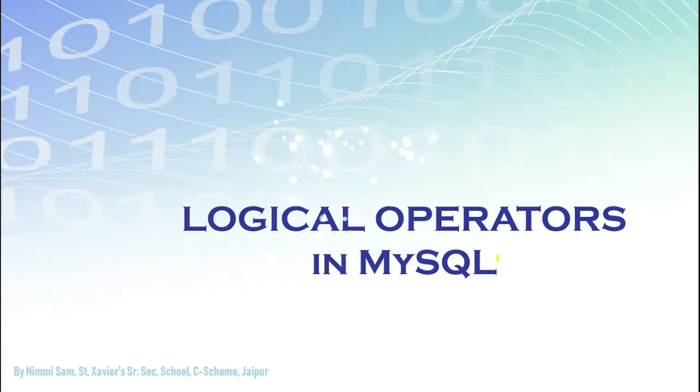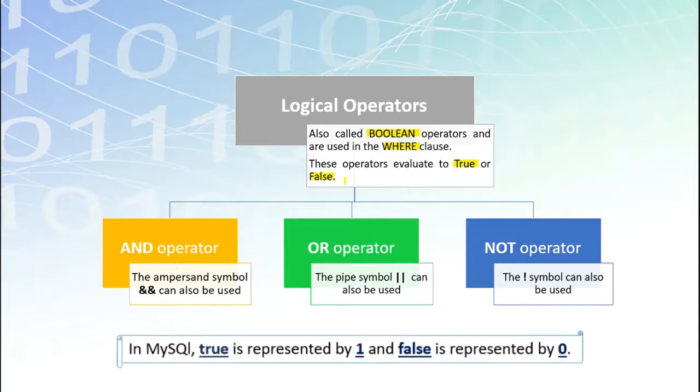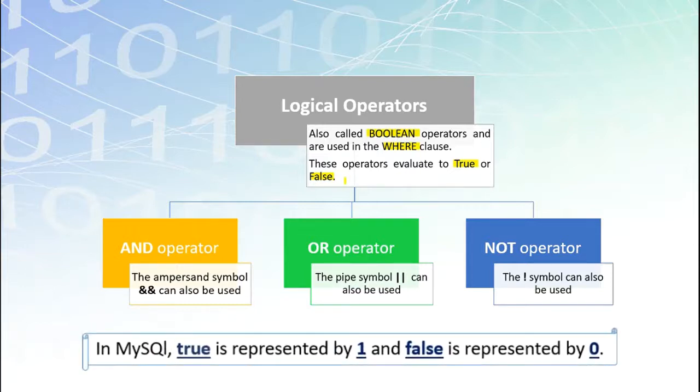So let's understand what logical operators are. Logical operators are also called Boolean operators, and these operators are used in the where clause. The logical operators return either a true value or a false value. And you all know in MySQL, true is represented by 1 and false is represented by 0.